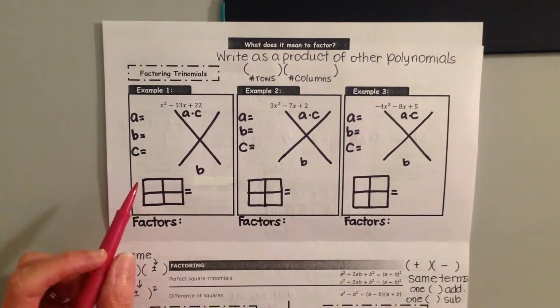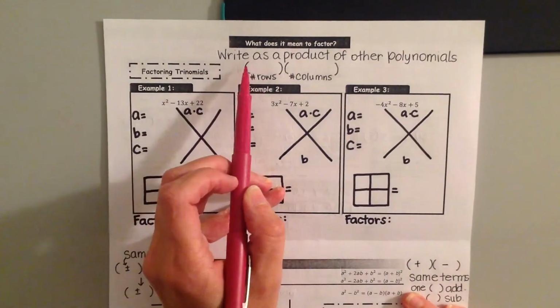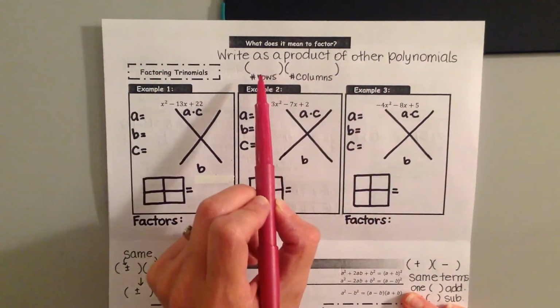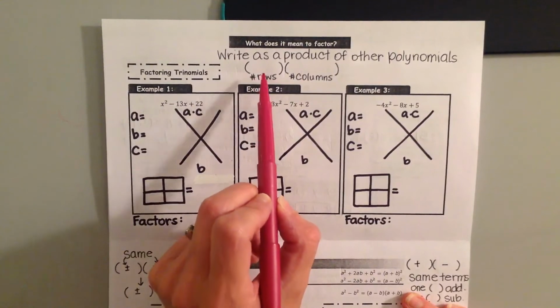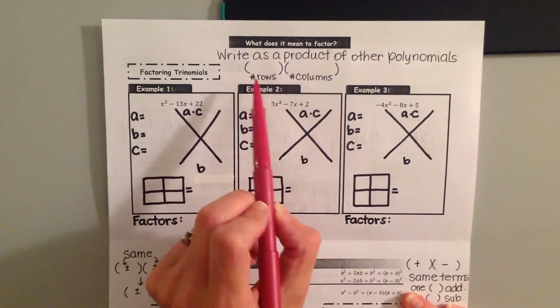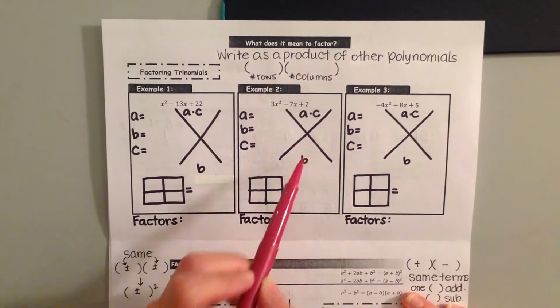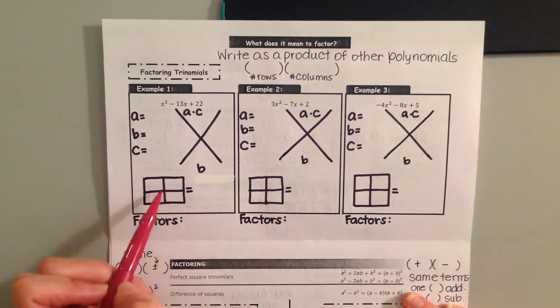Okay, we're going to start with factoring. So what does it mean to factor? It means to write as a product of other polynomials, which means you are trying to figure out what would fill in your two parentheses that make your rows and columns on your box. Because remember, your trinomial is what you get after you multiply and fill in your boxes, and then you combine like terms.